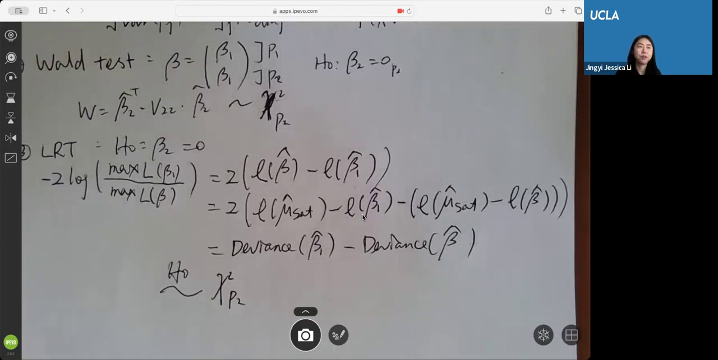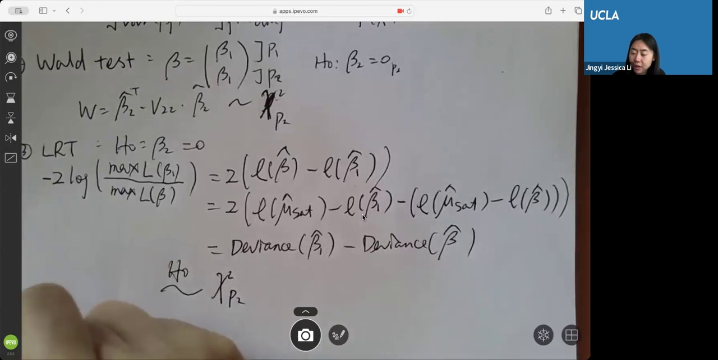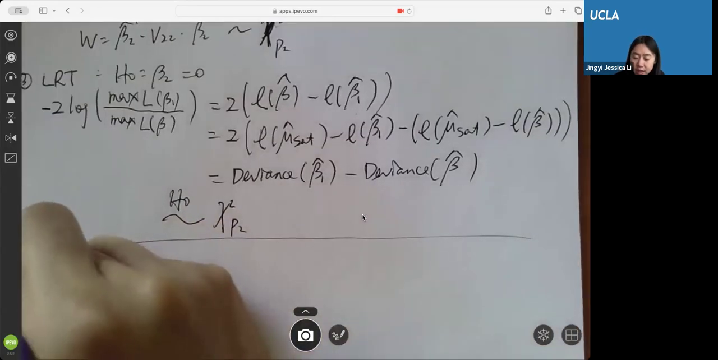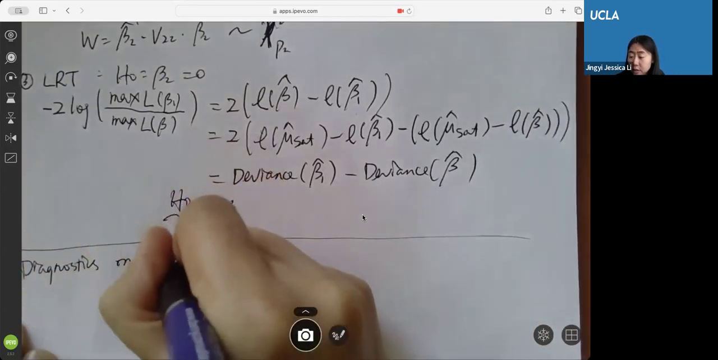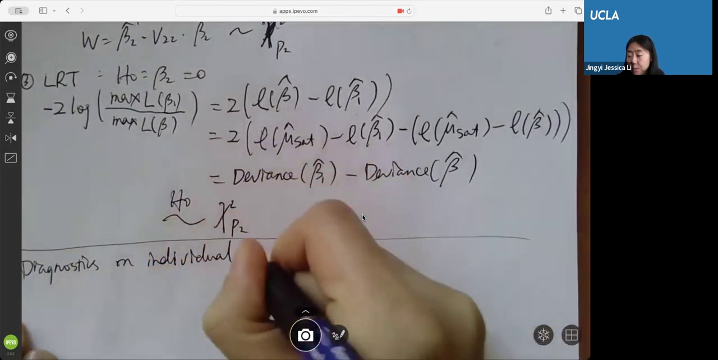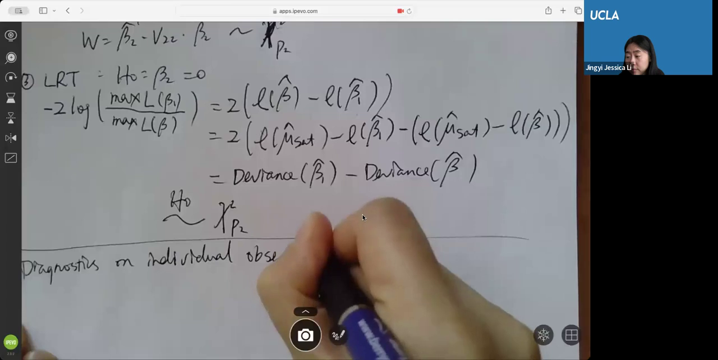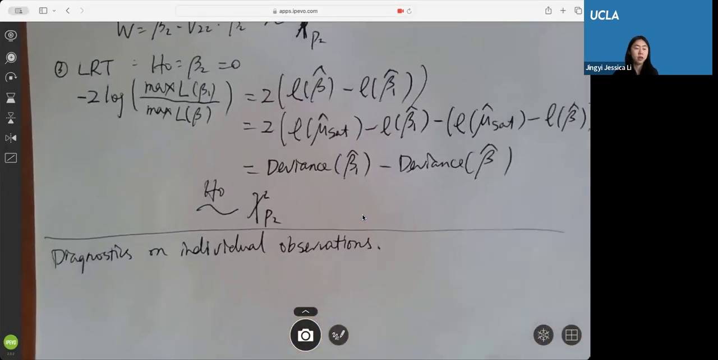Okay, now we will talk about the third aspect, also related to diagnostics, but now it's not about the overall model fitting or goodness of fit. It's about the residuals, that is individual data points, whether you need to care about individual data points being an outlier that should be excluded. So that is when we do diagnostics on individual observations.